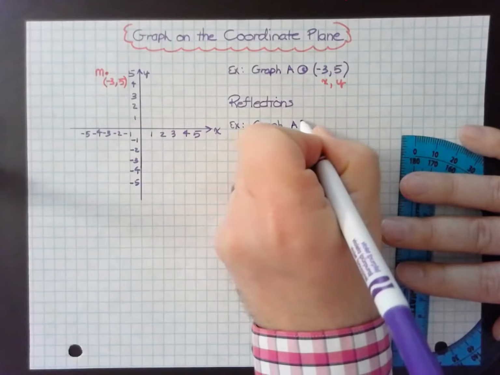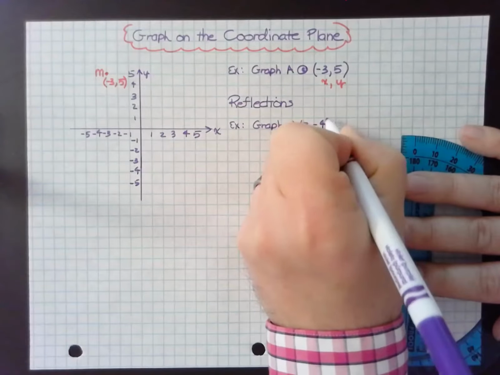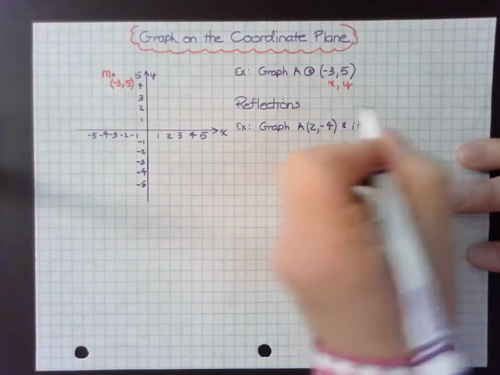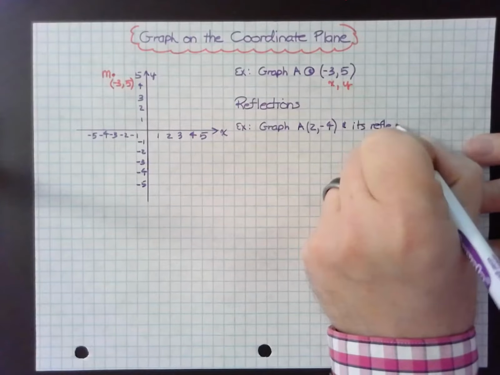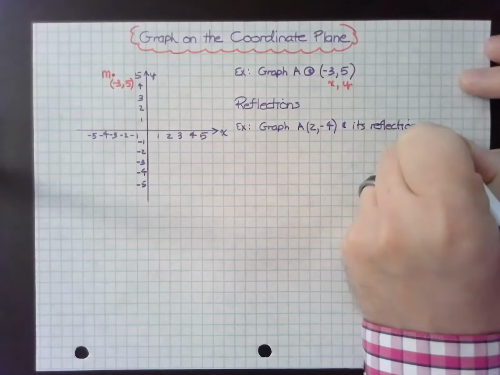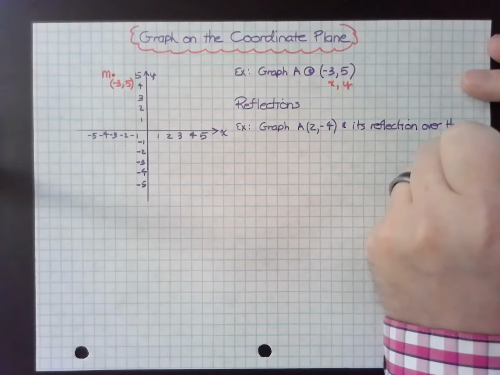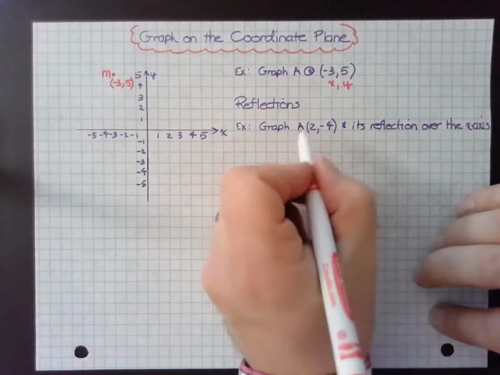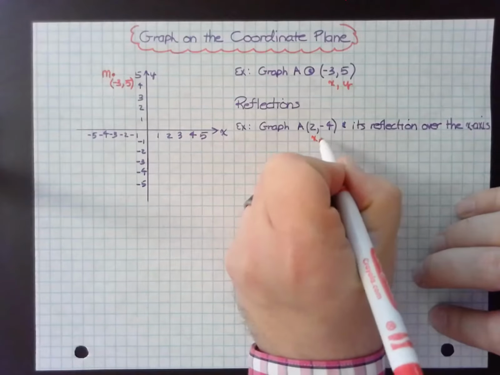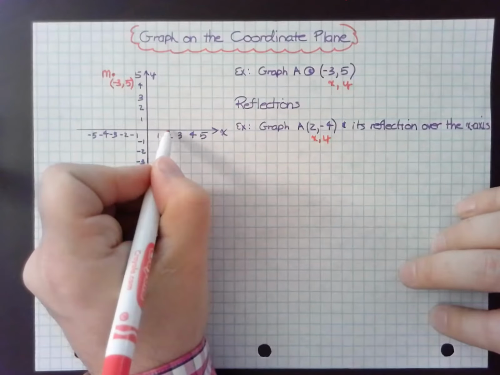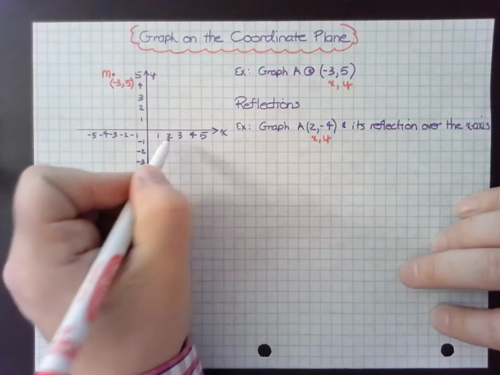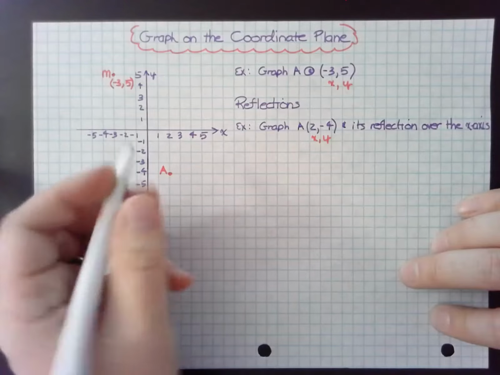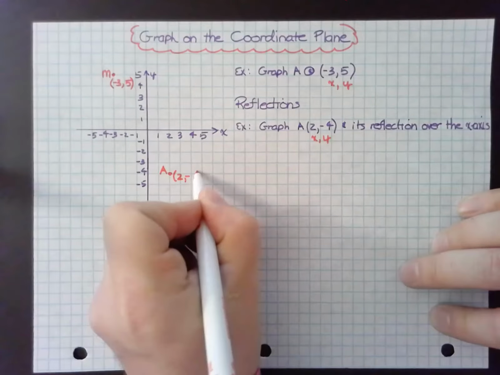Graph A, 2, -4, and its reflection over the x-axis. So if I graph A, this again is x, y, and so I'm going to go over to the right 2 and down 4. 1, 2, 3, 4. And that is A. And we can label that 2, -4.